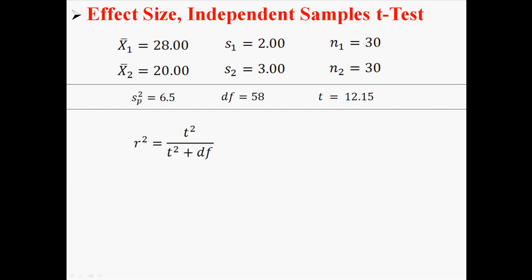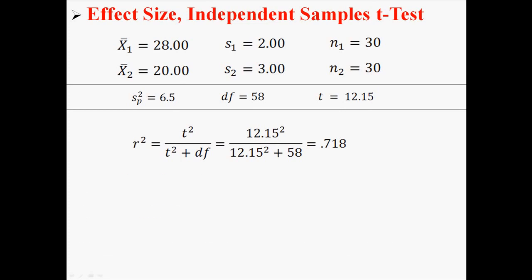Now there's also another way of calculating effect size called r squared, and this is the equation for r squared. It's t squared divided by t squared plus the degrees of freedom. And if I were to do that using what we already know, I would find an r squared of 0.718.